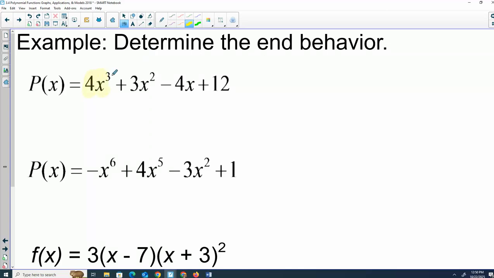So in this one, that would be 4x cubed. So x cubed tells me what? It's an odd degree, so it looks like a chair. A positive 4, so it doesn't flip. So my end behavior would be down, up.